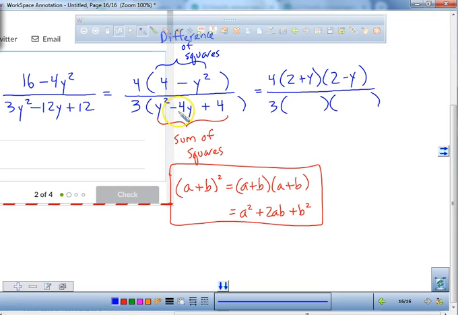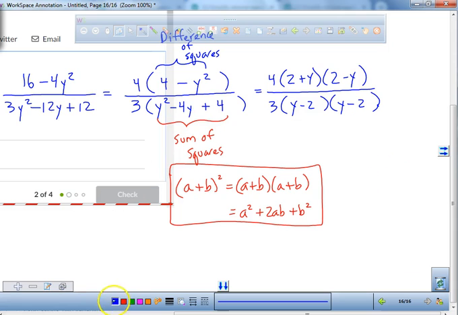Okay? What two numbers add up to -4 but multiply together to equal +4? That's right, -2. That's going to be y minus 2 and y minus 2. These are called a sum of squares. They're the exact same number, and they multiply together to equal this.